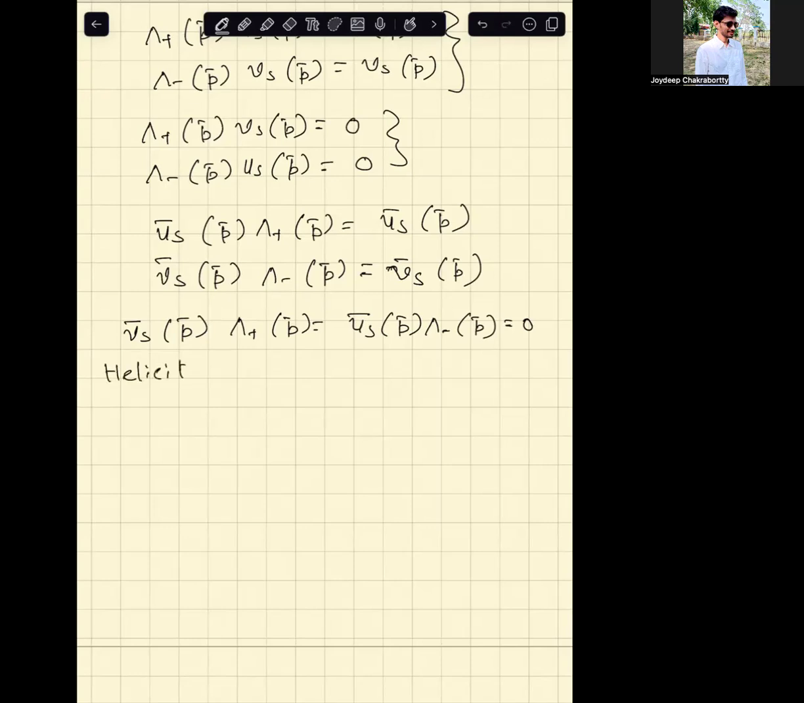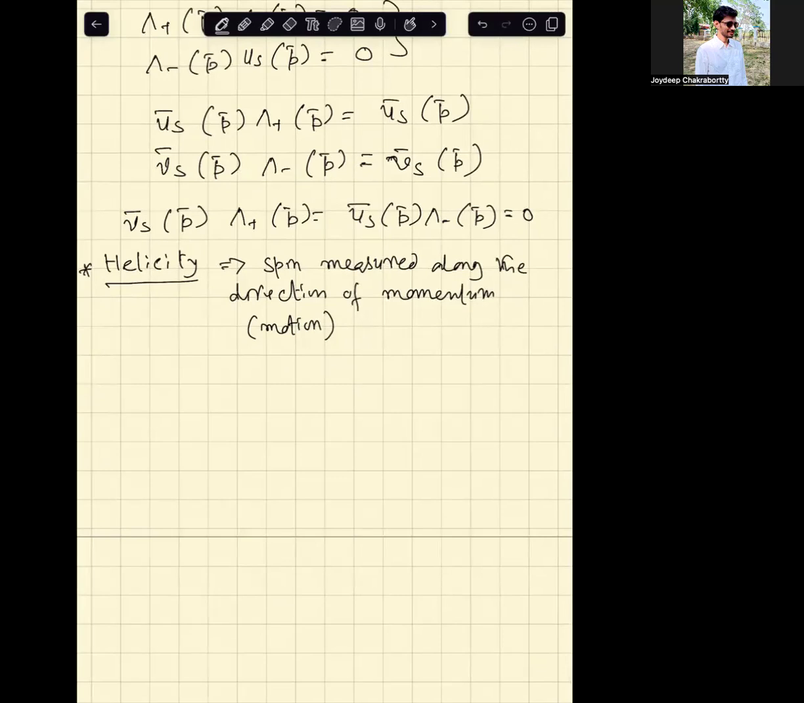So now we will see there is something called the helicity. Now, how do we define the helicity? Helicity is defined as the spin measured along the direction of, you can say, momentum or motion, considering that you define the momentum direction along the motion. Okay, so that's how you define your helicity.